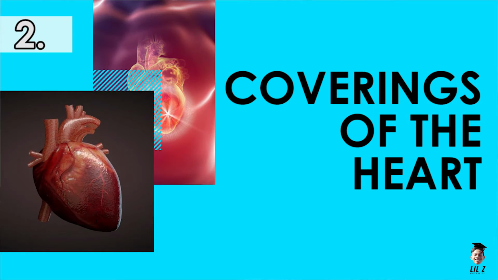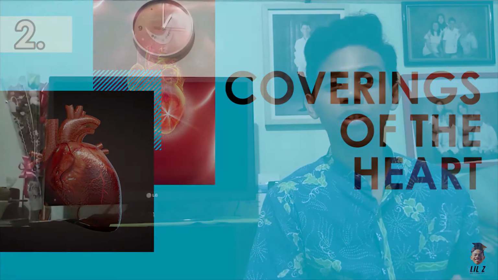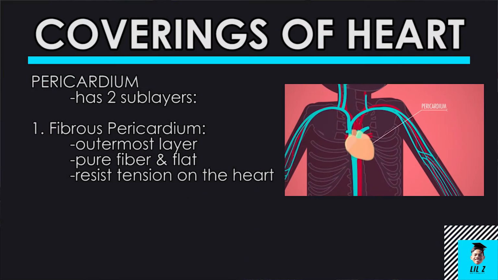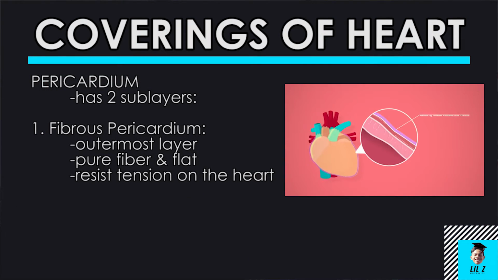Number 2, the coverings of the heart. As we all know, different organs have their own coverings, and in the heart we also have coverings. First is your pericardium, which consists of 2 types. First is the fibrous, which is the outer layer of the pericardium that is pure fiber and flat and that resists tension on the heart.